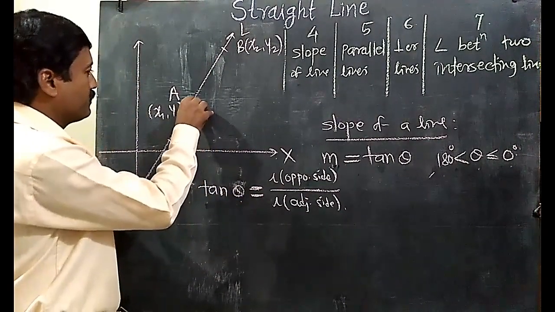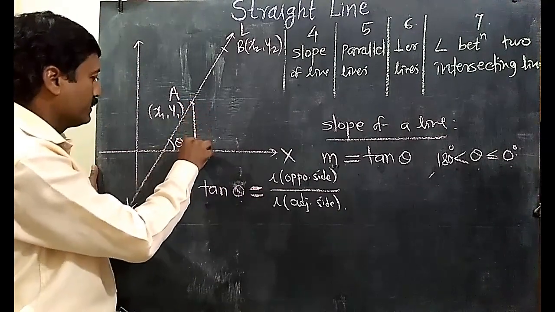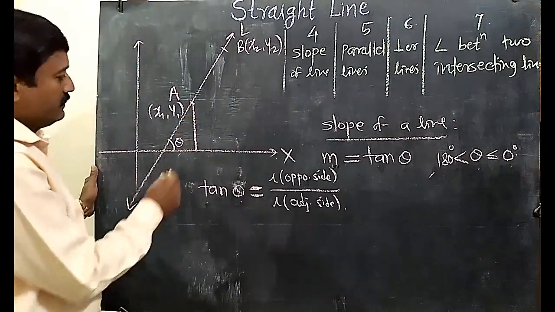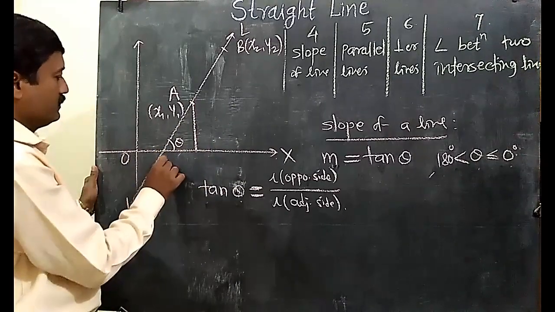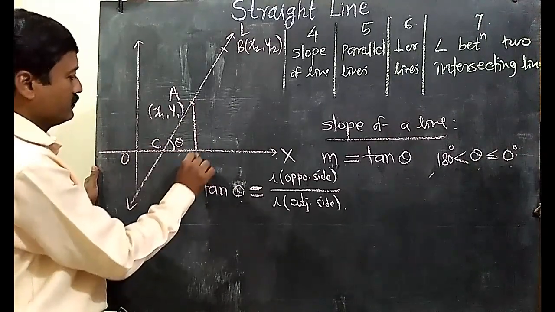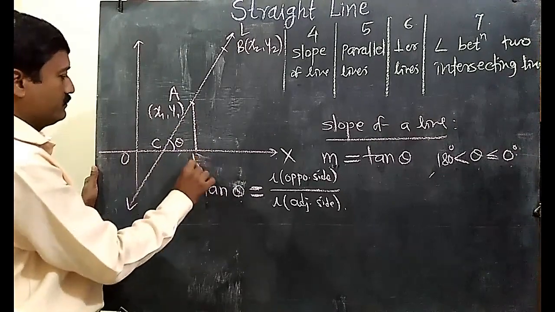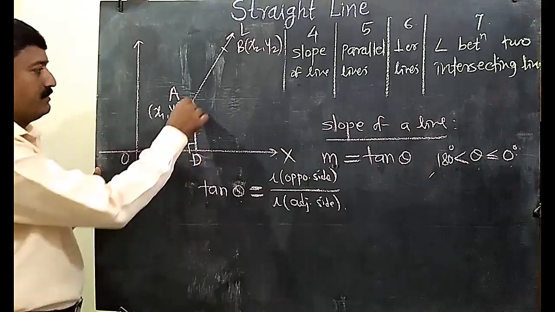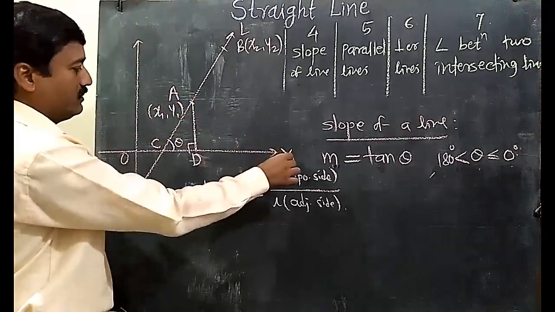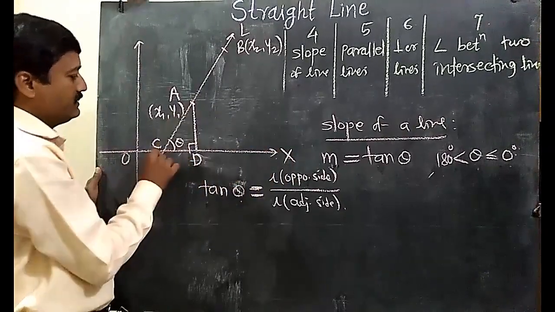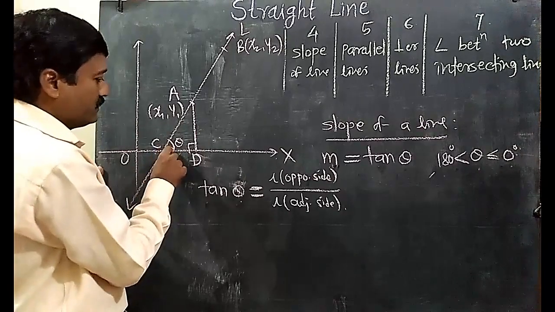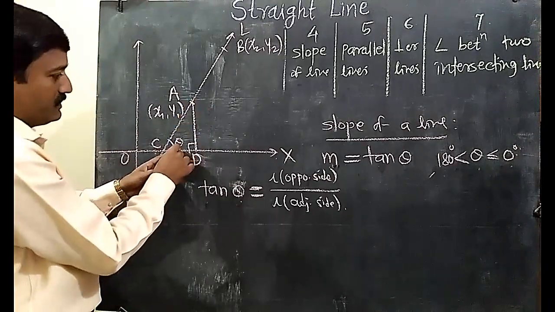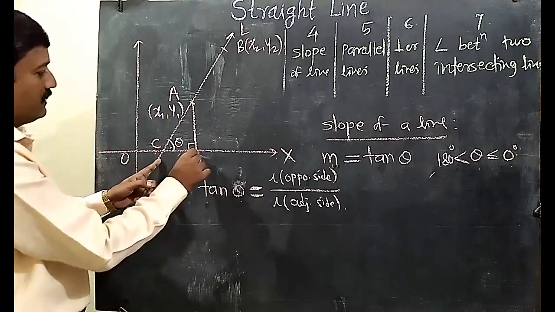If you draw a perpendicular from point A on the x-axis, then we get triangle ACD, which is a right angle triangle, and theta is an acute angle. So in this, tan theta, we get opposite side as AD and adjacent side as CD.